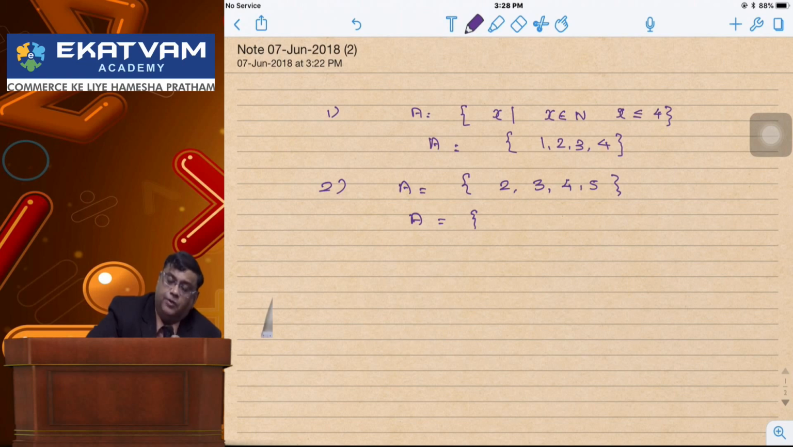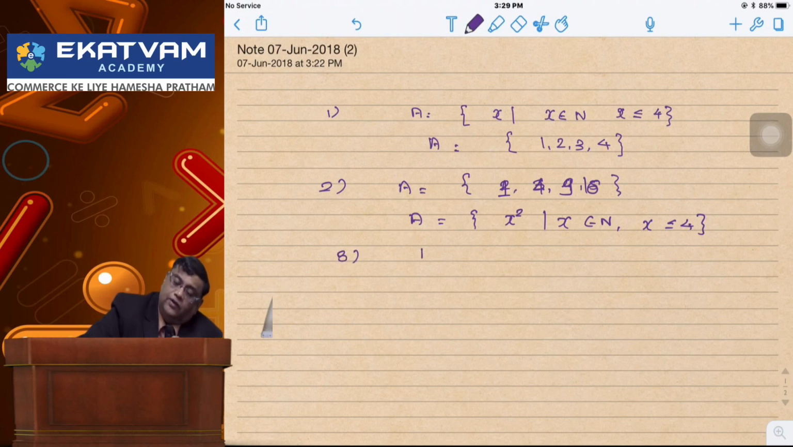And therefore let me suppose that this is 1, 4, 9 and 16. Now tell me, this A equals what? Well, let me start with 1. Then tell me this is equal to what? x square, such that x belongs to naturals and x is less than or equal to 4, because 1 square is 1 and 2 square is 4.